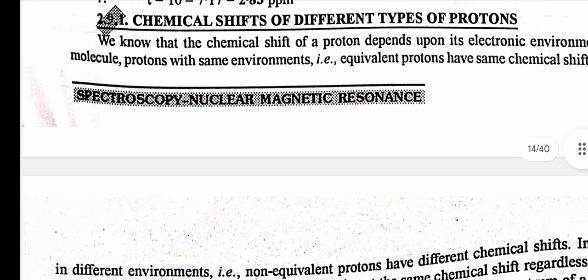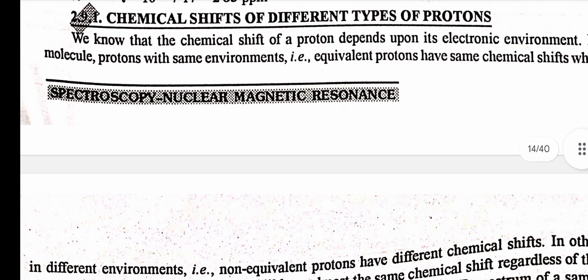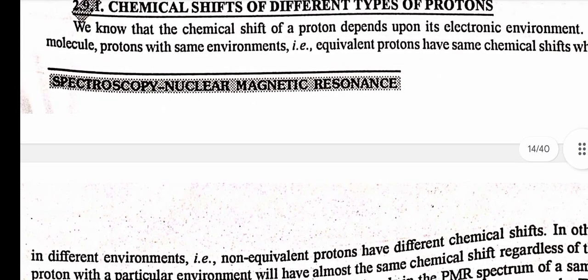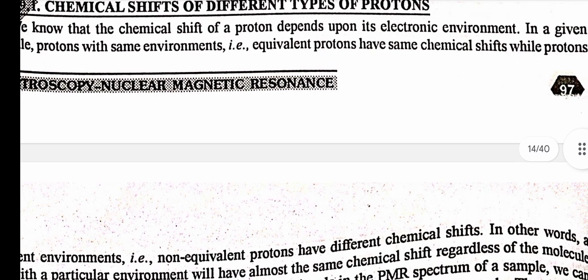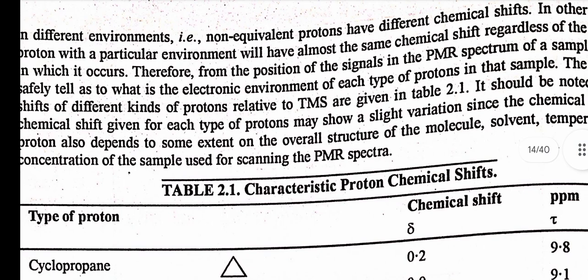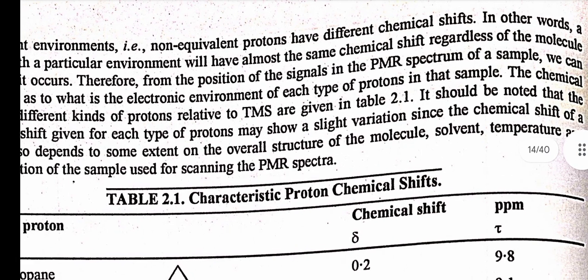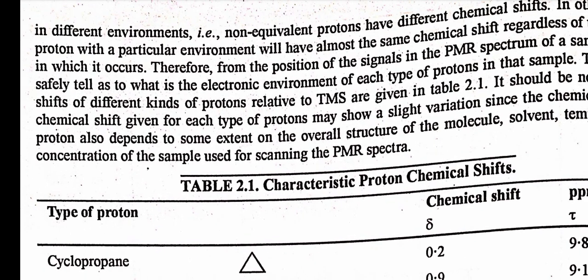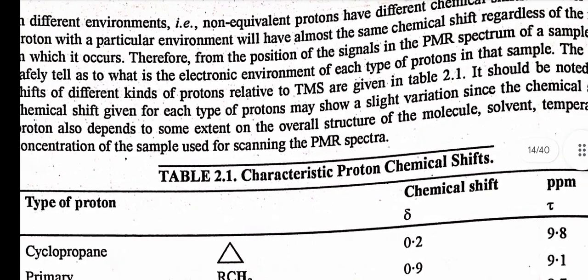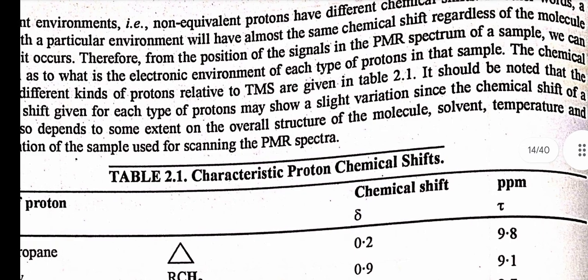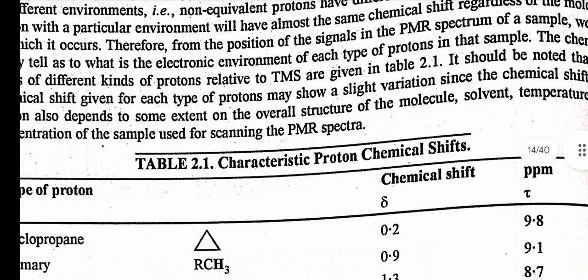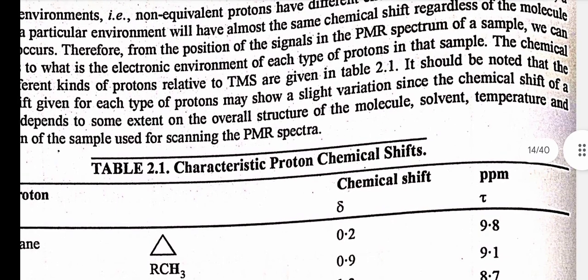Chemical shifts of different types of protons. We know that the chemical shift of a proton depends upon its electronic environment. In a given molecule, protons with the same environments, equivalent protons, have the same chemical shifts, while protons in different environments, non-equivalent protons, have different chemical shifts. In other words, a proton with a particular environment will have almost the same chemical shift regardless of the molecule in which it occurs. Therefore, from the position of the signals in the PMR spectrum of a sample, we can safely tell what is the electronic environment of each type of proton in that sample.